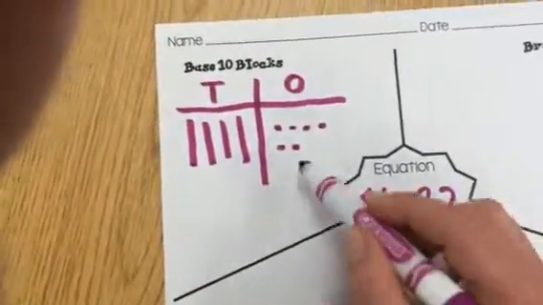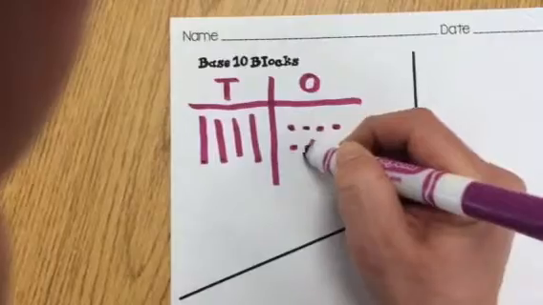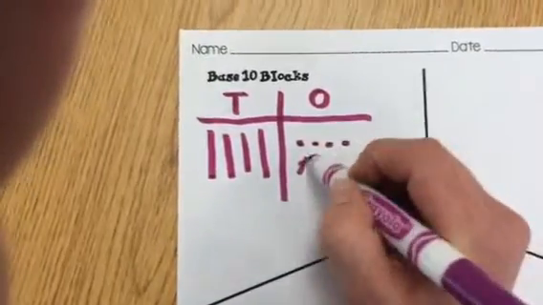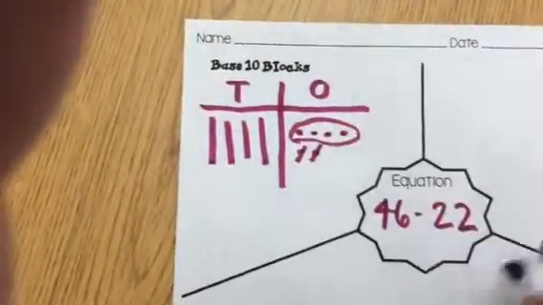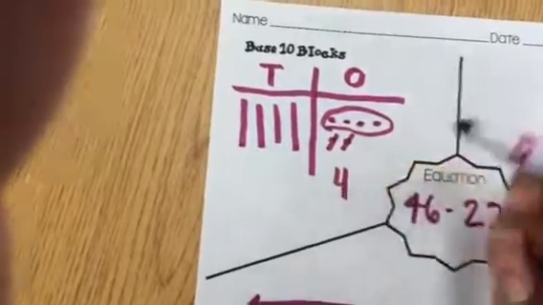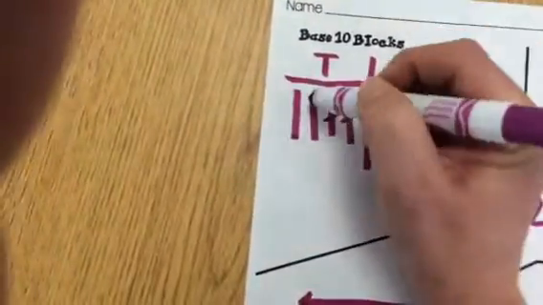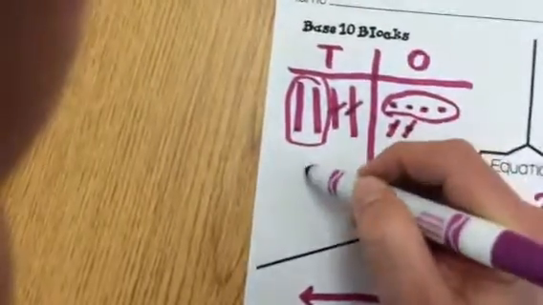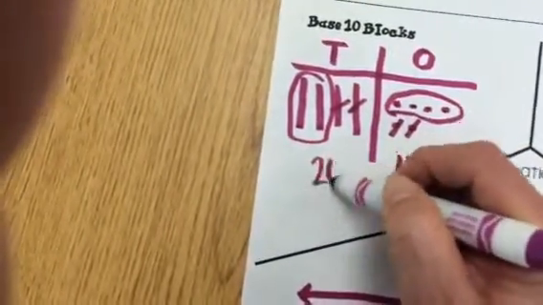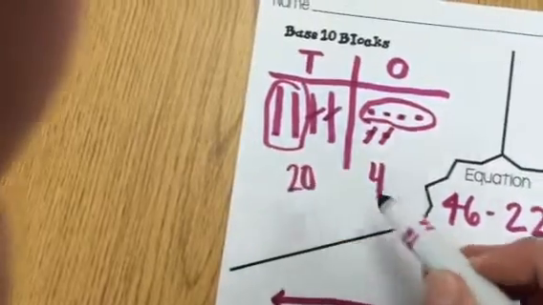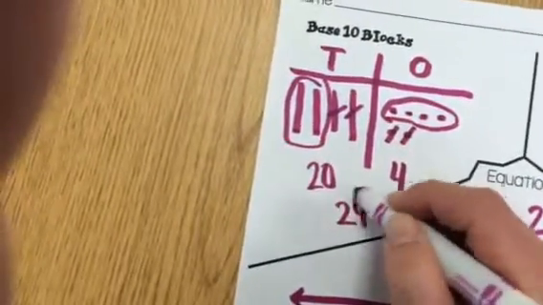So I'm going to take 2 ones away, and I can easily do that. 1, 2, which means I'm left with these 4 ones. And then I'm going to take my 2 tens away, 1, 2, and I'm left with 2 tens, which represents 20. So 2 tens, or 20, plus 4 is equal to 24.